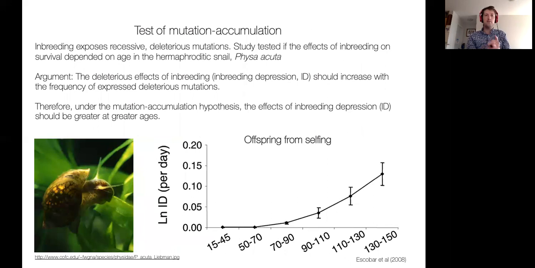The idea is that inbreeding exposes recessive deleterious mutations. So the study tested the effects of inbreeding on this snail that's a hermaphrodite. The argument is that these deleterious effects of inbreeding, quantified as inbreeding depression, should increase with the frequency of expressed deleterious mutations. And in the mutation accumulation idea, there's more of these expressed deleterious mutations at older ages than younger ages. So we might expect to see the effects of inbreeding depression greater at greater ages. And that's exactly what they found in these snails.